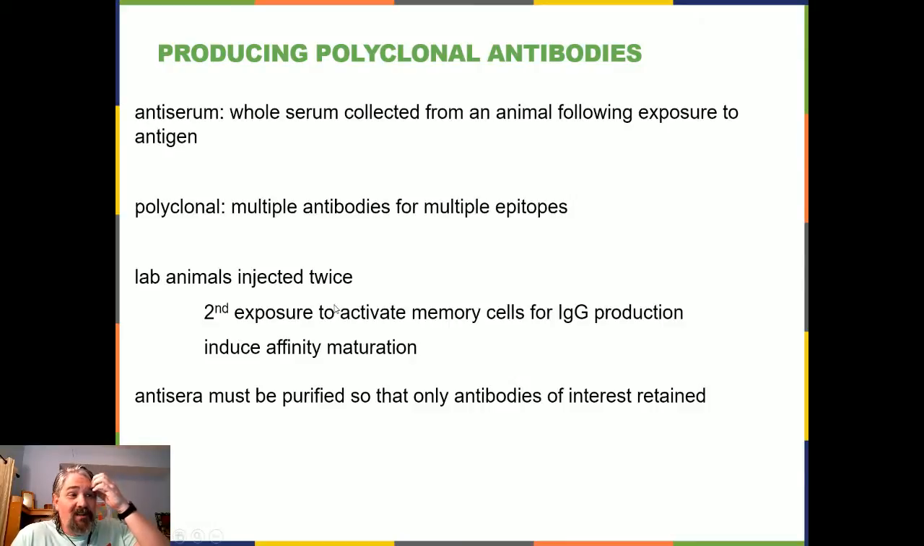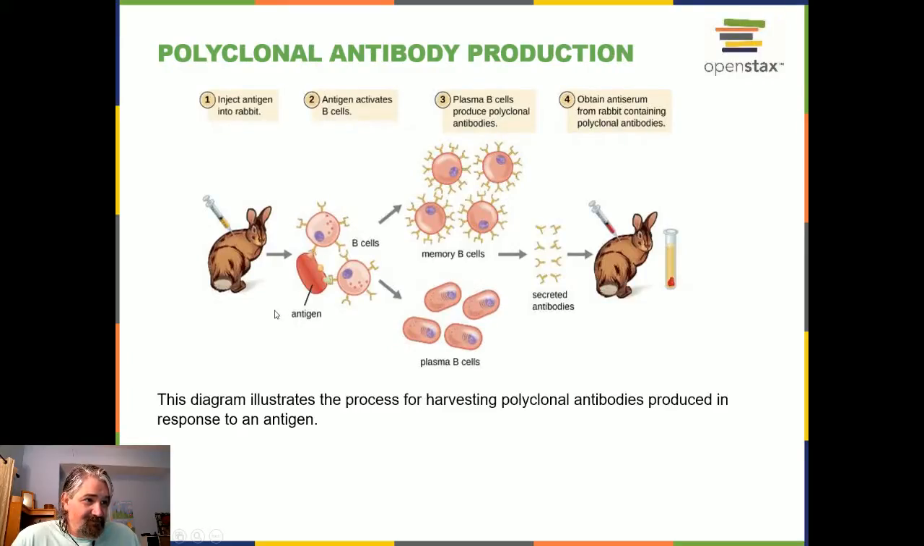So laboratory animals are injected twice. The second exposure, of course, remember, is the secondary exposure after an initial sensitization. That's to activate the memory cells for IgG production and induce affinity maturation. And so antisera must be purified so that only antibodies of interest remain. So you inject an antigen into, say, a rabbit. The antigen activates the B cells. The plasma B cells produce polyclonal antibodies that are secreted, and you obtain the antiserum from rabbits containing polyclonal antibodies.